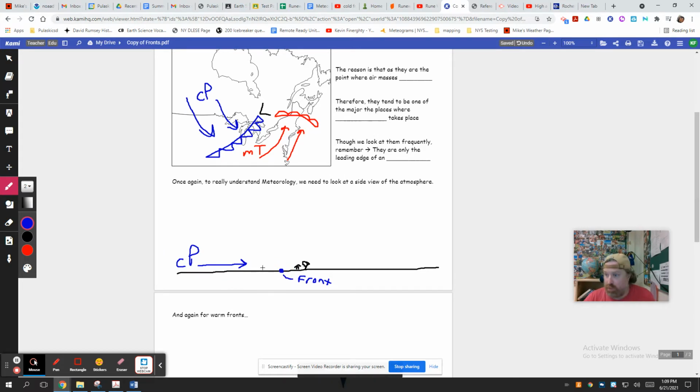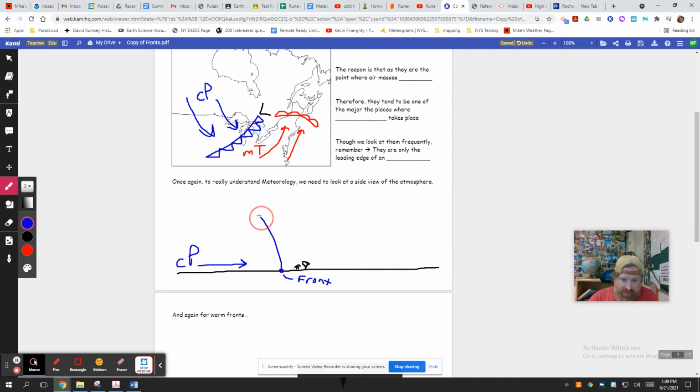What happens? Cold air is more dense. Going way back to density, like one of the second or third labs that we did. Things that are more dense sink, things that are less dense float. So since cold air is more dense, it can't come up over top of the warmer air it's replacing. It's got to jam its way underneath.